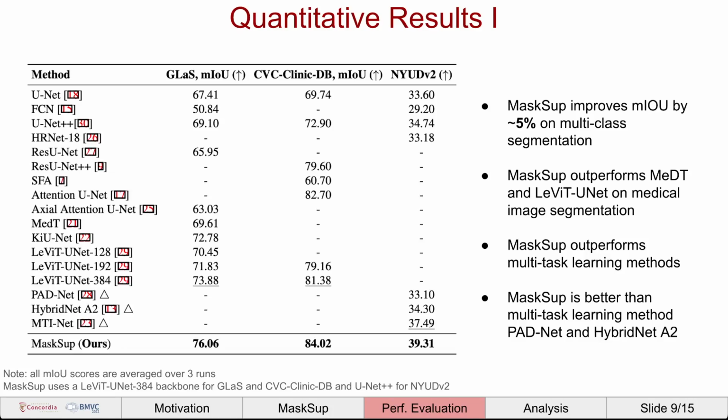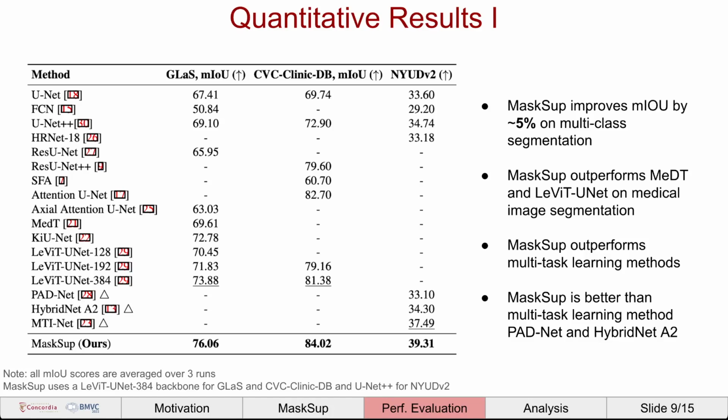Quantitatively, we find that MaskSub improves performance by 5% on multi-class semantic segmentation of natural scenes. On medical images, MaskSub outperforms recent state-of-the-art methods such as Medical Transformer and LeViT-UNet. In addition, MaskSub outperforms MTINet, which is a relative improvement of 5%.